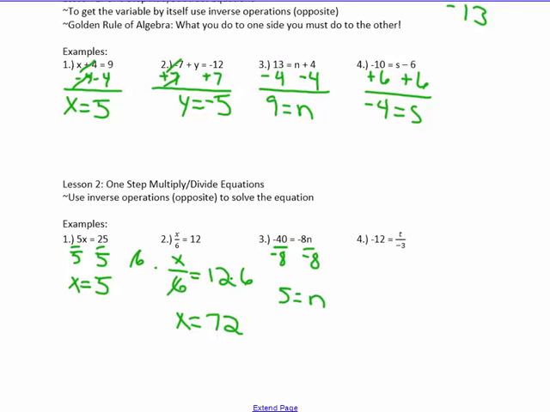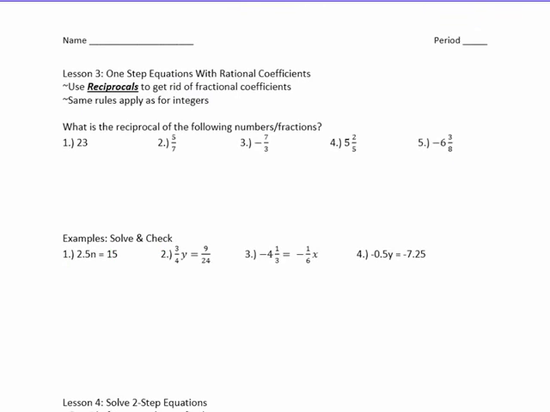And for number 4, again, I'm going to rewrite it just so I have a little bit more room. So I'm going to have to multiply by -3. So the -3's cancel, and -3 times -12 is +36.